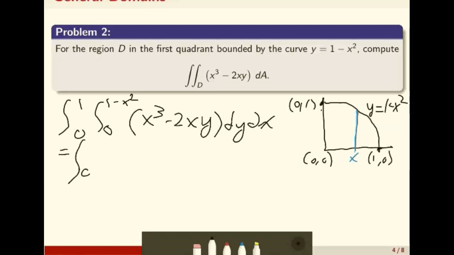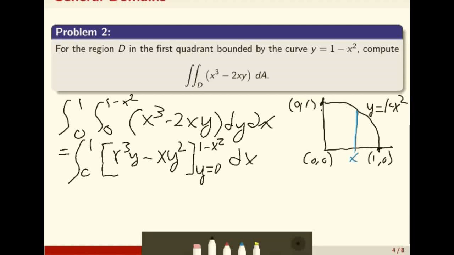So here, we first do the interior one. Considering it as an integral in y, x cubed is just a constant, and so we're going to wind up with x cubed y. And then 2xy is a linear function of y, and so we're going to get minus xy squared there. And we're going to be evaluating this from y equals 0 to y equals 1 minus x squared dx.